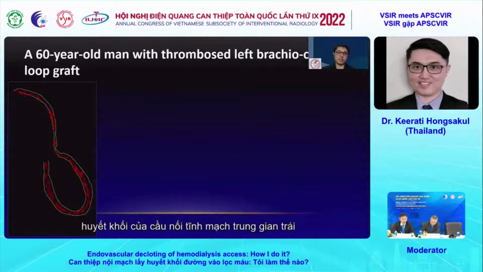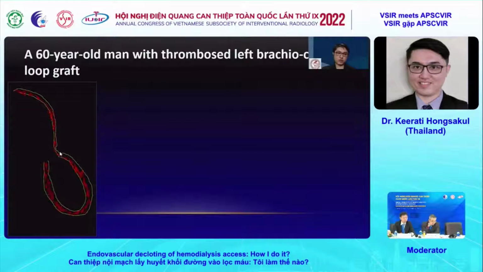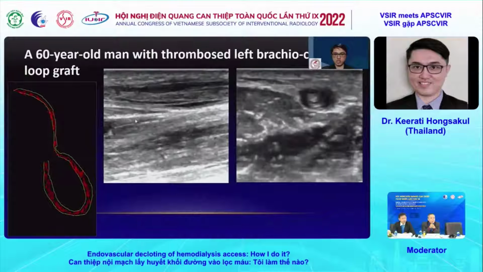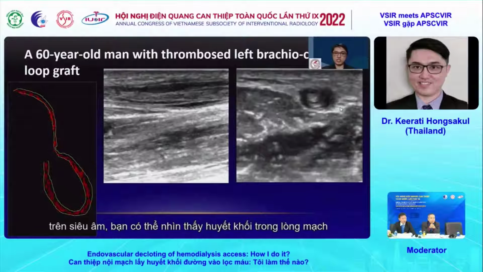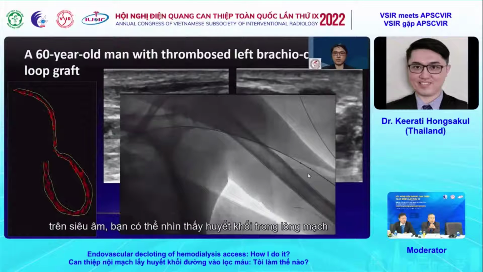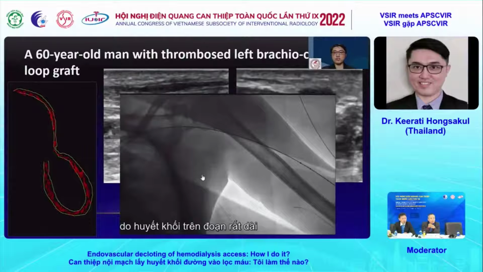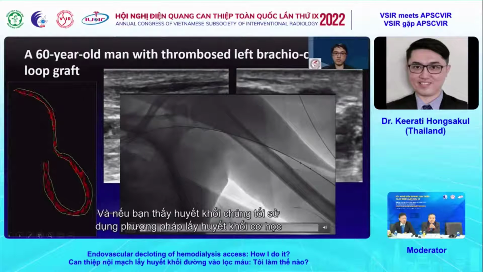Another case is the thrombosis of the left brachiocephalic AV graft. From the picture, the clot involved the graft, and you can also see the clot extend into the cephalic vein and cephalic arch. From the other side, you can see the clot inside the lumen of the vessel. Due to the very long and extensive clot, we use mechanical thrombectomy.